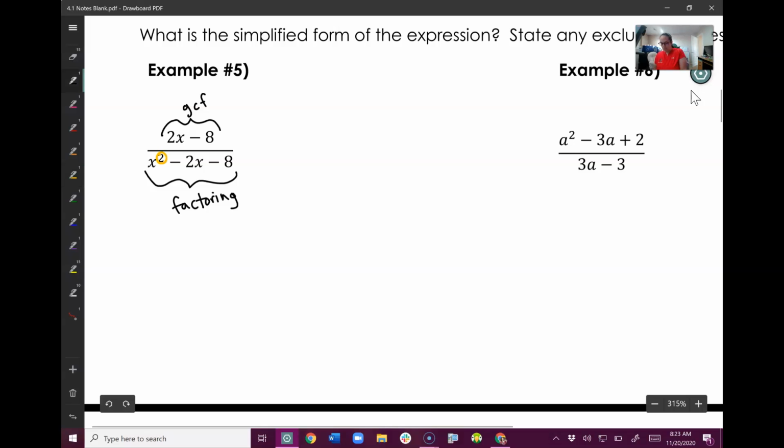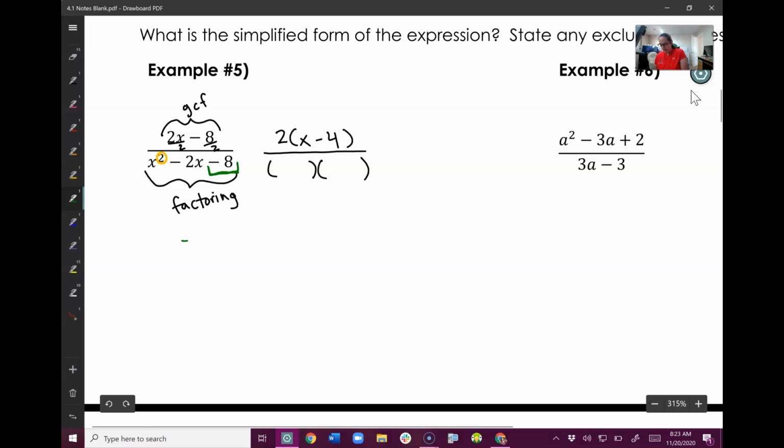So I'm going to start with a GCF in the top. Looks like they have a 2 in common. So divide them both by 2. And the bottom one, I need to do our factoring steps. Now remember, the first step of factoring is always to check for a GCF. So I look through these 3 terms on the bottom. There's nothing they have in common, so there's no GCF. So now I can do my factoring.